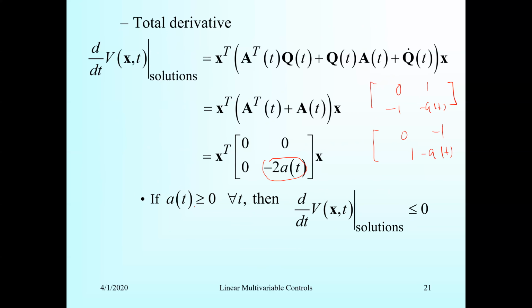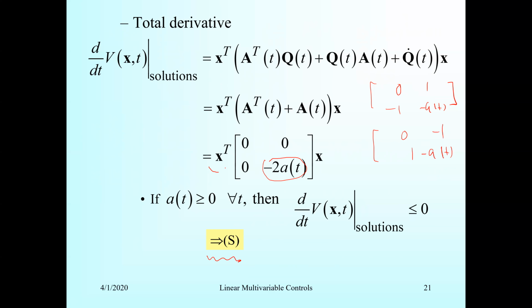So if A(t) is greater than 0, then for all t, dV/dt will be less than or equal to 0. That's true, okay? Because it's not going to blow up, there's no way it will blow up, okay? So this whole system is stable, okay? Remember, we draw this conclusion.